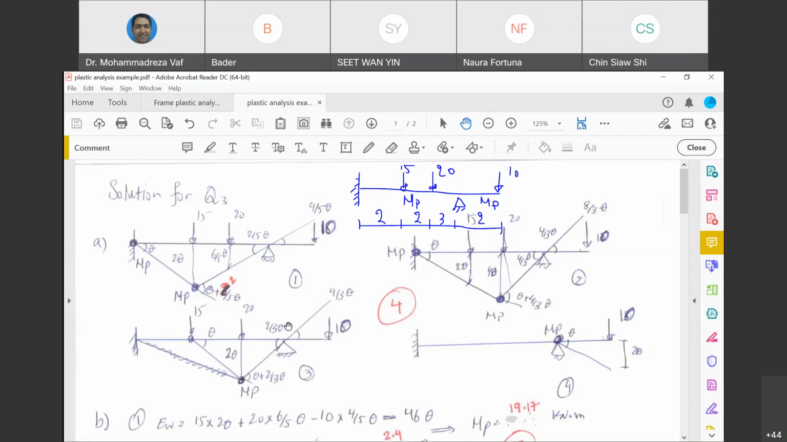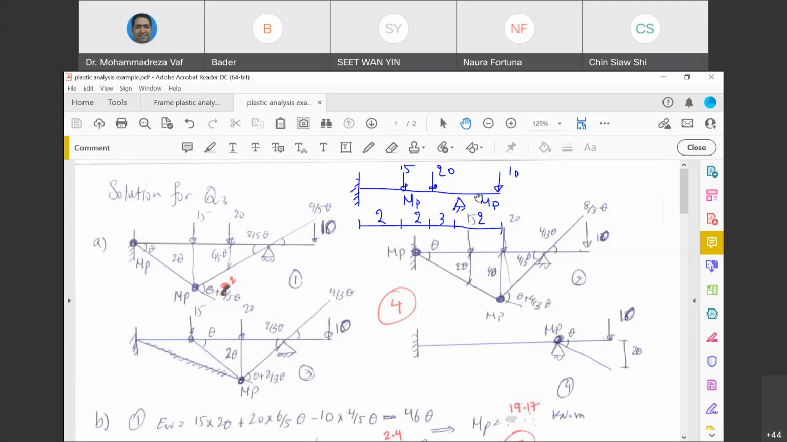So these are the three different cases that can occur for this span to collapse. And the one that is going to give us basically the largest MP is the one that is considered to be a critical case. Okay, so we are going to investigate all these three cases and calculate the MP and compare them.